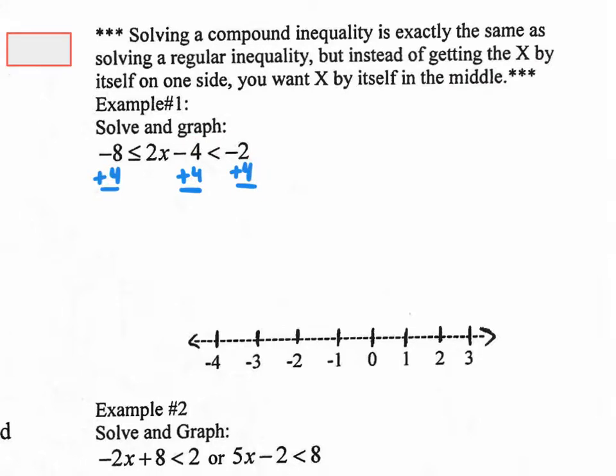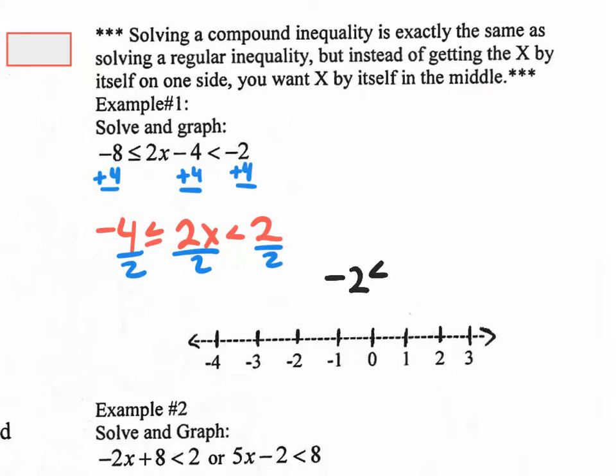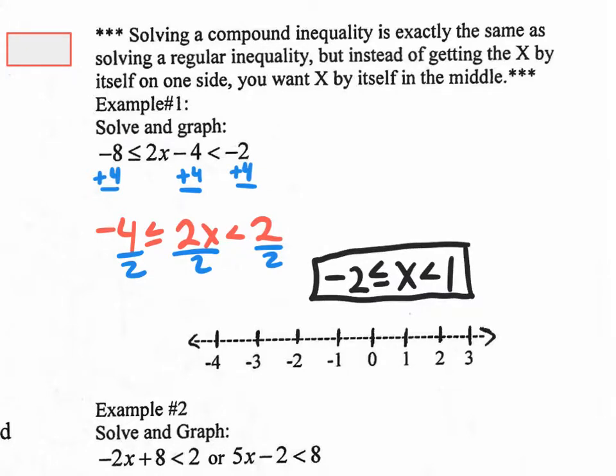So let's rewrite our new compound inequality that's a little bit nicer. That's going to say negative 4 is less than or equal to 2x, which is less than 2. What's my final step right here to get the x by itself in the middle? Divide by 2. So we're going to divide by 2, divide by 2, divide by 2. Whatever you do to the middle, you do to both outside sides, right? So what's our compound inequality answer going to be? Negative 2 is less than or equal to x, which is less than 1. That's our compound inequality answer.